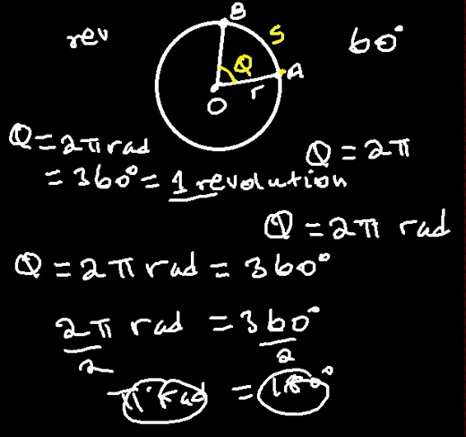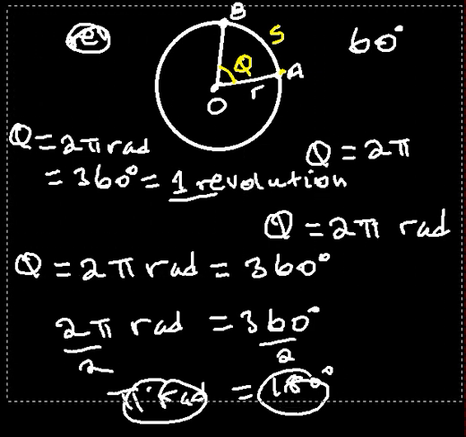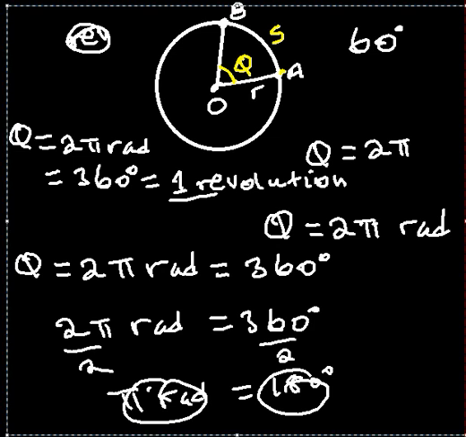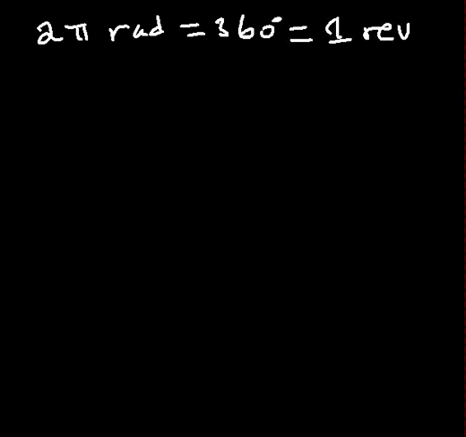And also 2 pi rad is the same as 1 revolution. Now here is the summary of everything. We should understand that 2 pi rad is the same as 360 degrees, which is the same as 1 rev. That is.